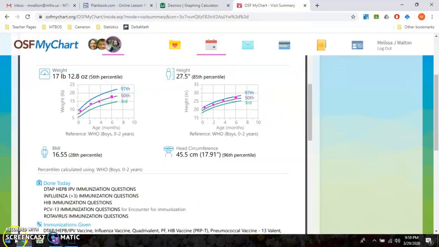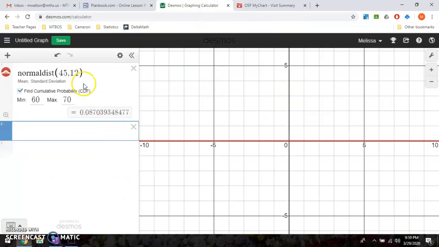So I'm going to pull up some Desmos. I still have this up. Now, normal distribution, we have this ready to go. And notice it says find cumulative probability CDF. Well, I want to go backwards. I don't want to be given a percentage. I want to go backwards from a percentage. So here is the command for this. This is inverse, which means undo. And I want to undo CDF.